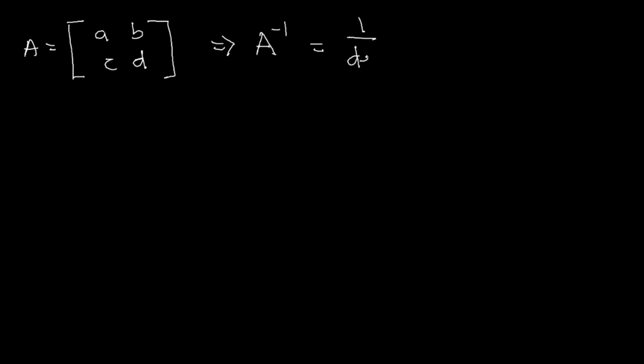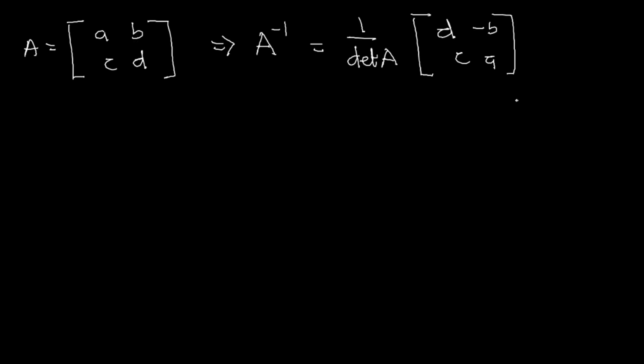This is given to us by the formula 1 over det A, where det A is the determinant of A, multiplied by, then what we have over here, we interchange the position of a and d, so it becomes what? d and a over here. Then we negate the other diagonal, so it becomes negative b and then c.